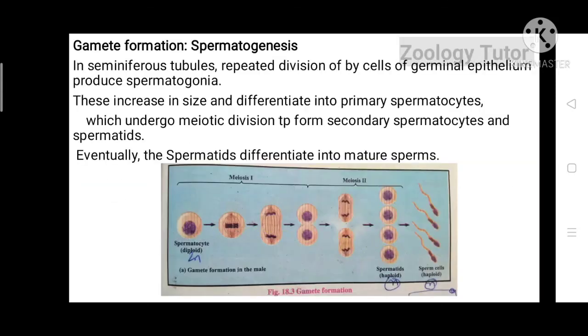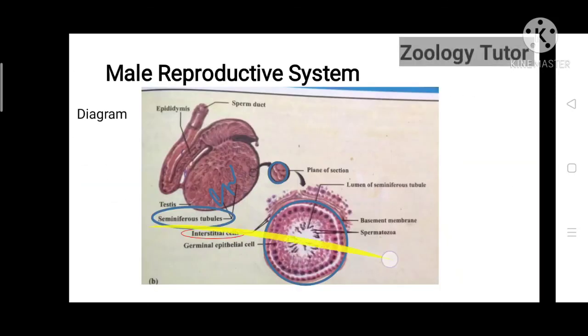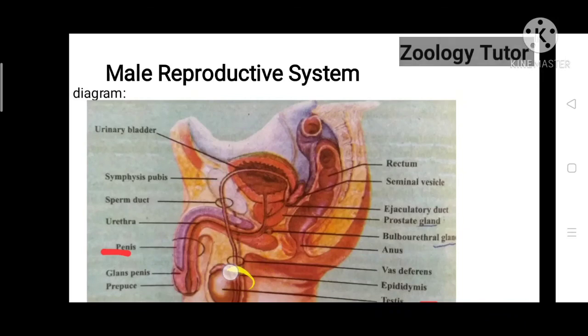And coming to males, we have these parts. We have the testes, we have the copulatory organ penis, and we also have the sperm duct and the epididymis, etc. and the scrotum.